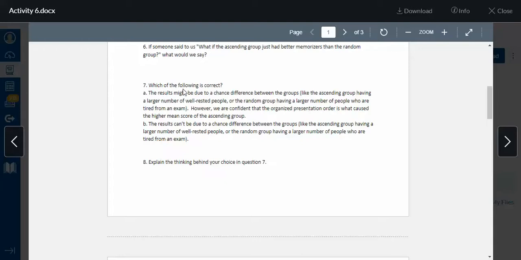This one says, which of the following is correct? The results might be due to a chance difference. Let's see here. Actually, skip. You can skip question 7 and question 8.